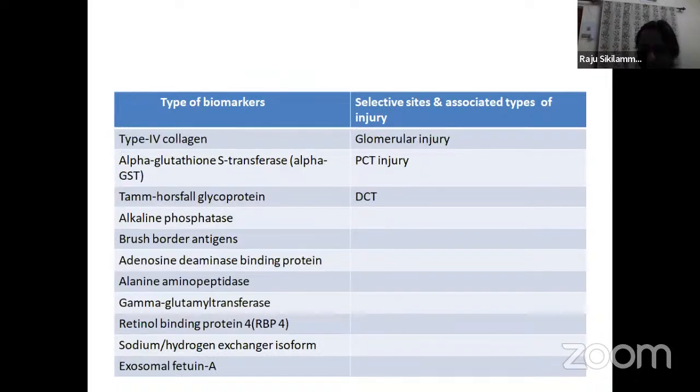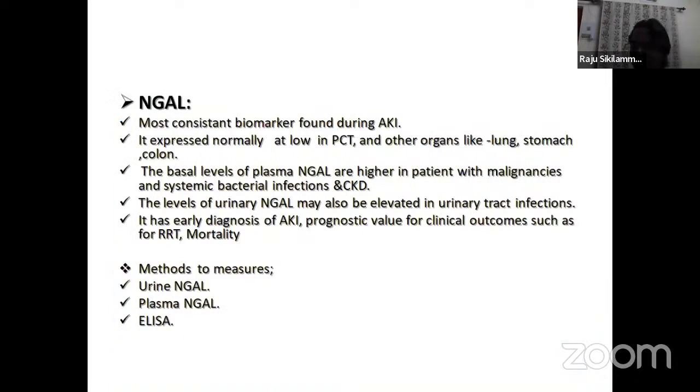There are many more. The one we are going to discuss now is NGAL. NGAL is the most consistent biomarker found during AKI. It is expressed at low levels in the PCT, but is also present in the lung, stomach, and colon. The baseline plasma NGAL is higher in patients with malignancies, systemic bacterial infection and CKD. Urine NGAL may also be elevated in urinary tract infection. It is useful for early diagnosis of AKI and has prognostic value for clinical outcomes such as RRT and mortality. Methods to measure NGAL are urine NGAL, plasma NGAL, and ELISA.